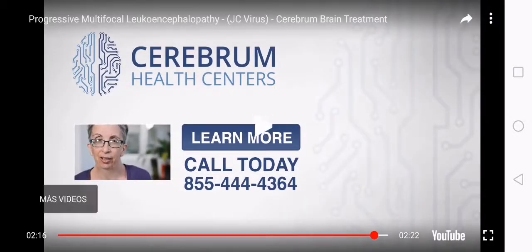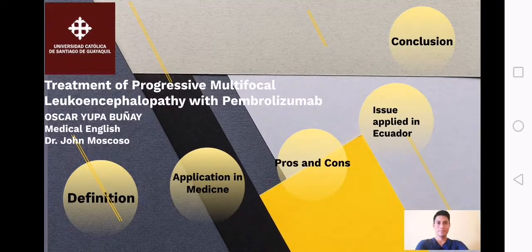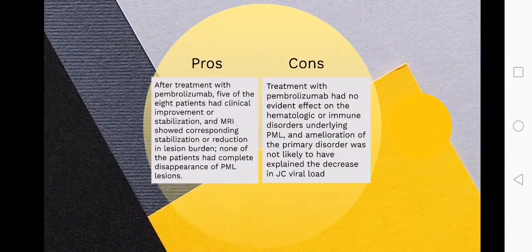Pros. After treatment with pembrolizumab, 5 of the 8 patients had clinical improvement or stabilization, and MRI showed corresponding stabilization or reduction in lesion burden. None of the patients had complete disappearance of PML lesions.